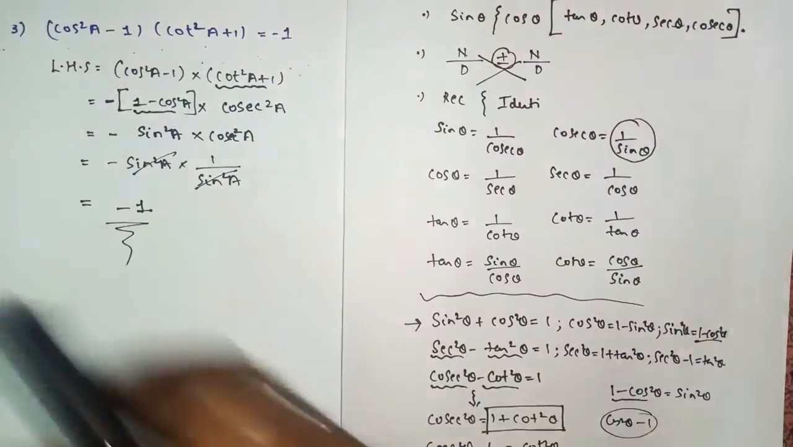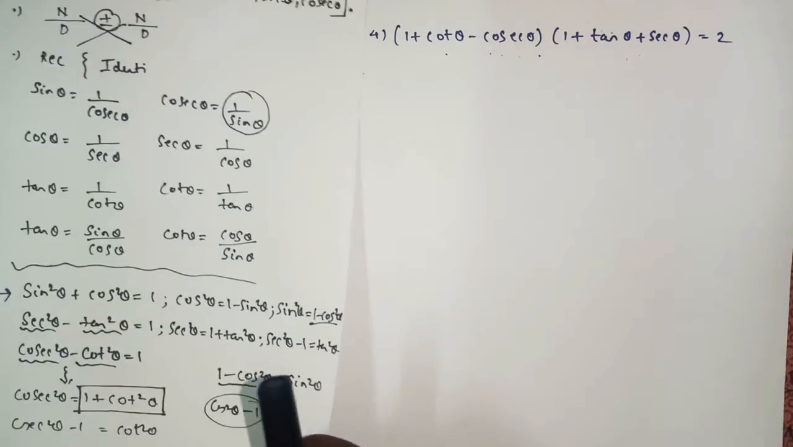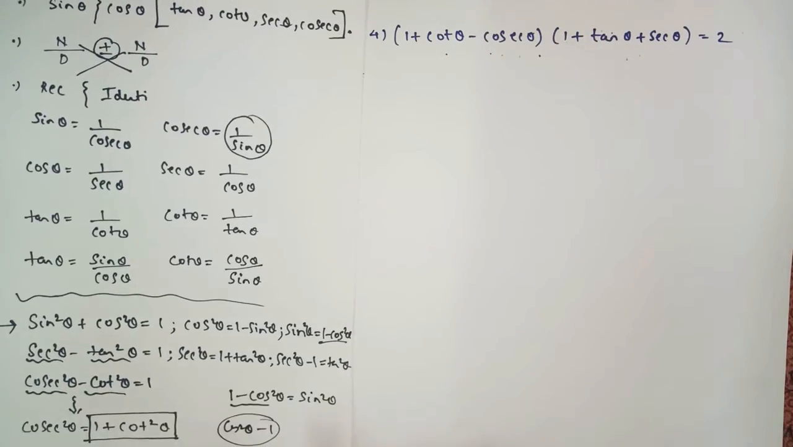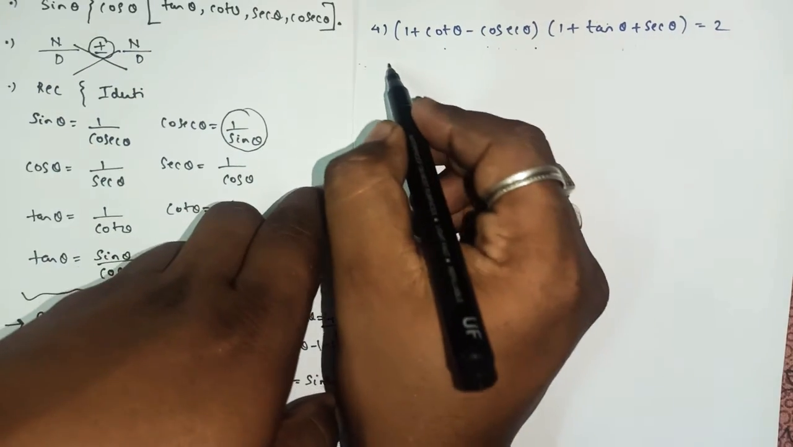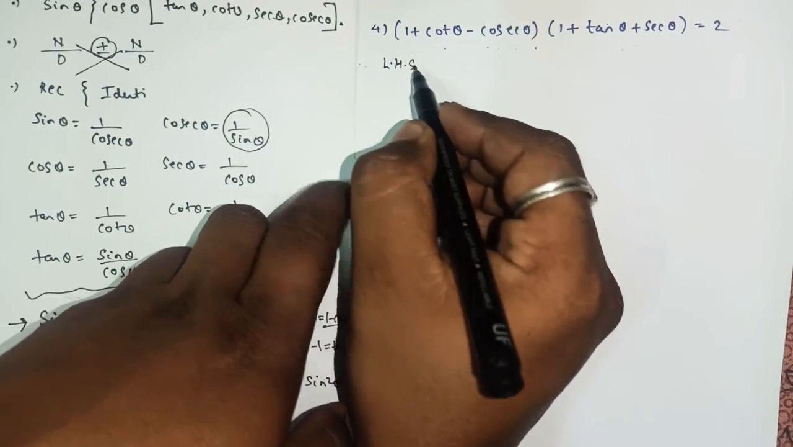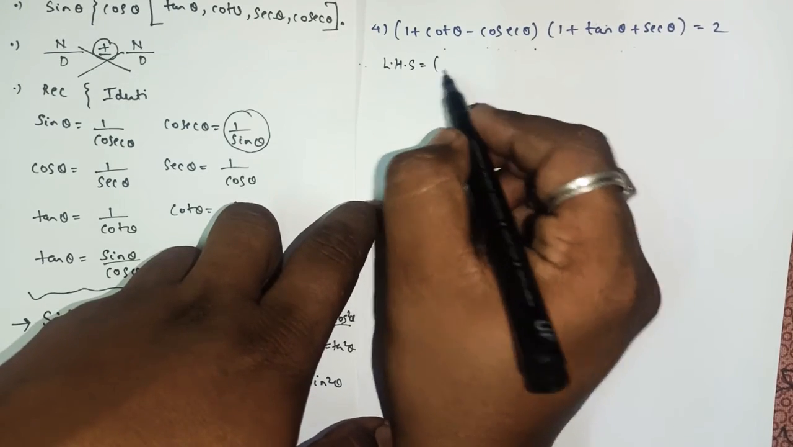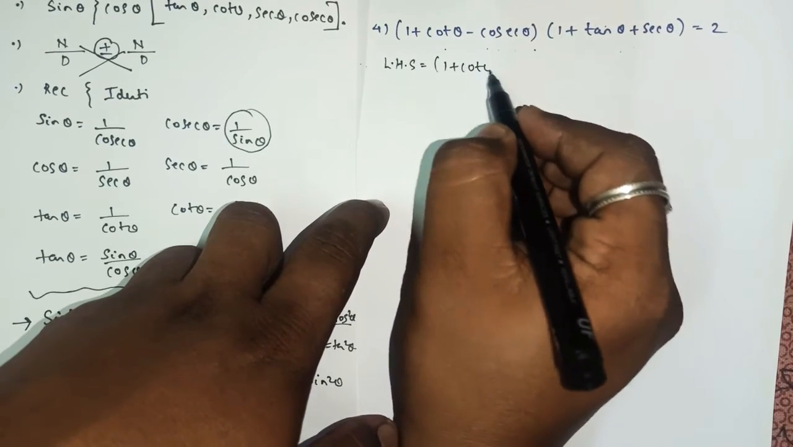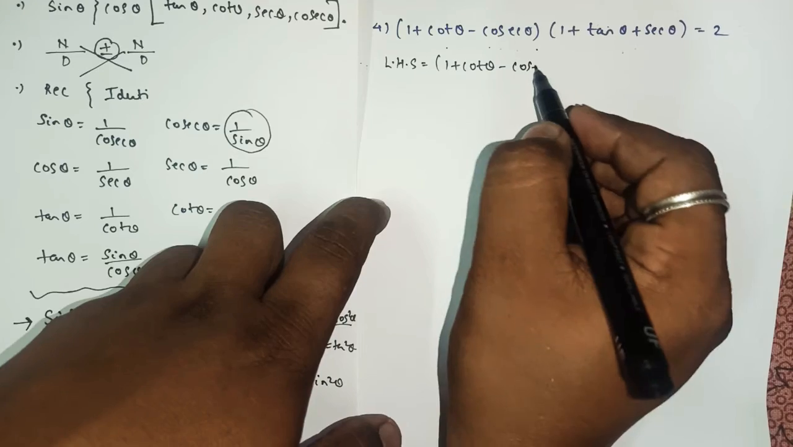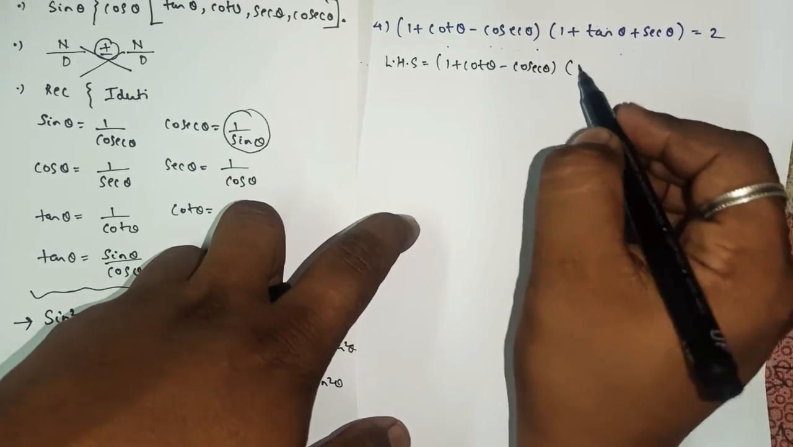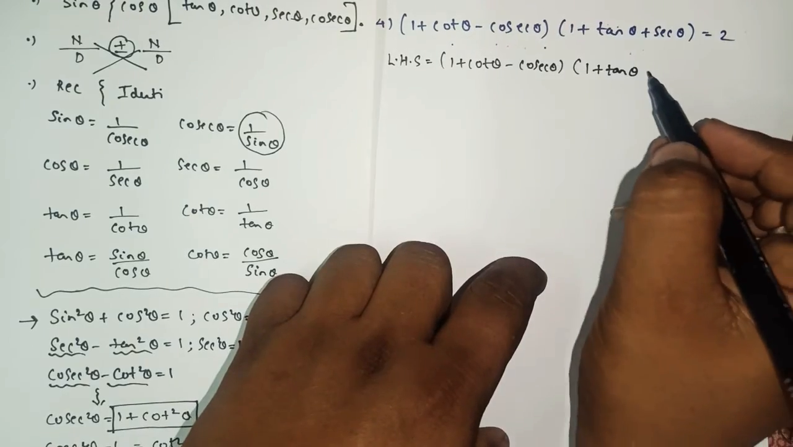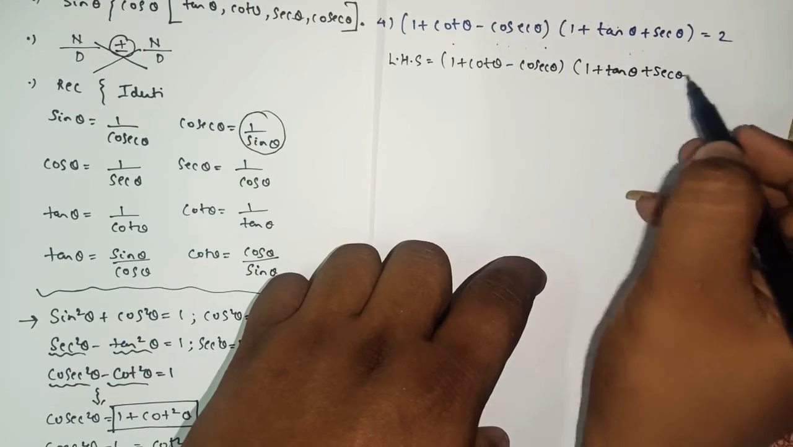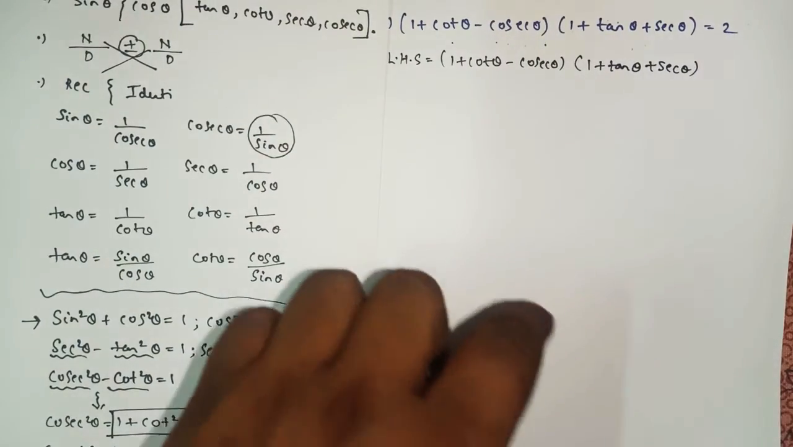Okay, I hope you all understood question number third also. So let's move on to question number fourth now. So here the question number fourth is what? We'll take the left hand side. So here the left hand side is what? 1 plus cot theta minus cosec theta and 1 plus tan theta plus sec theta, and we require it should be equal to what? 2.